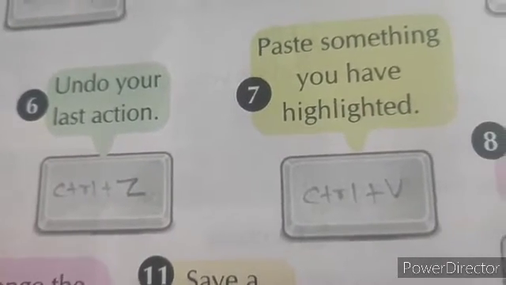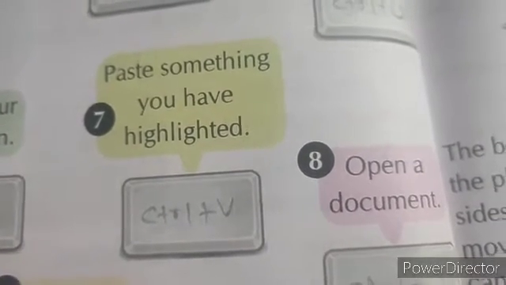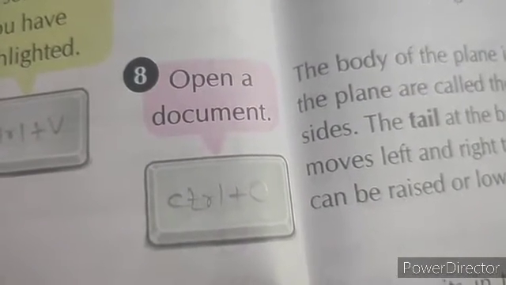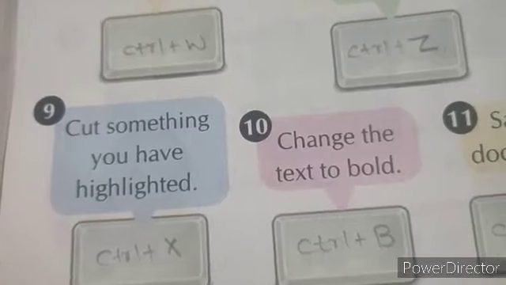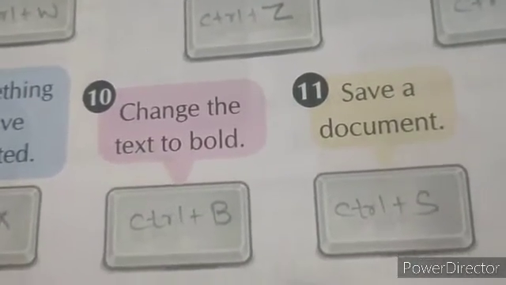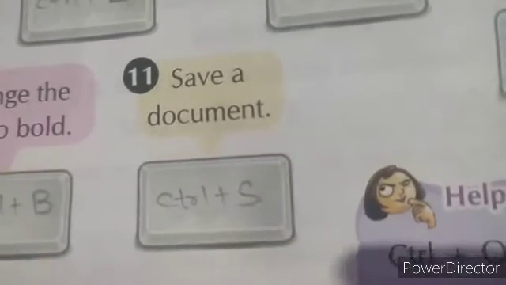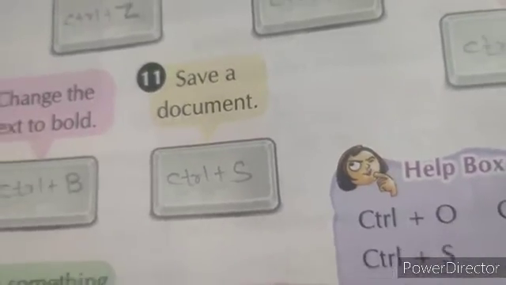Ctrl plus Z. Paste something you have highlighted. Ctrl plus V. Open a document. Ctrl plus O. Cut something you have highlighted. Ctrl plus X. Change the text to bold. Ctrl plus B. Save a document. Ctrl plus S.